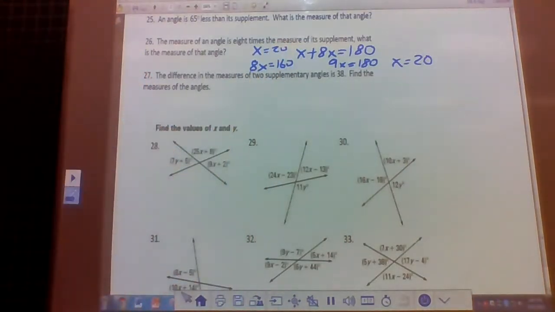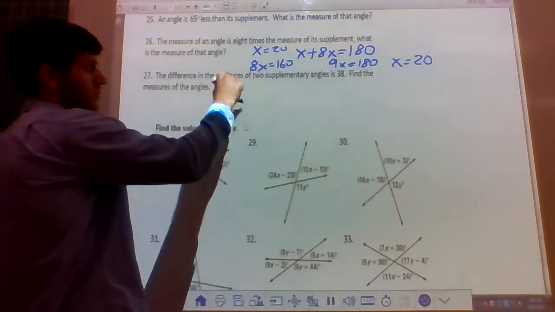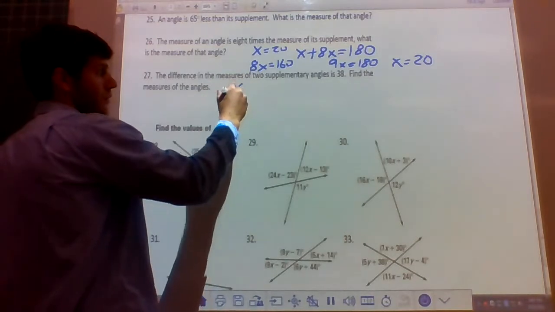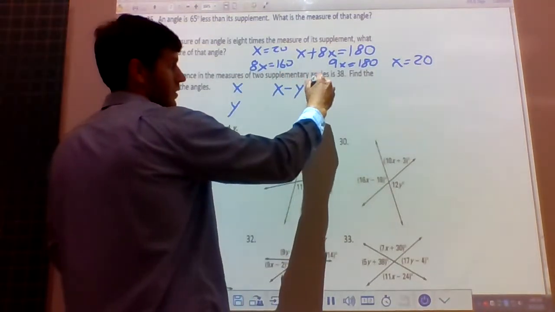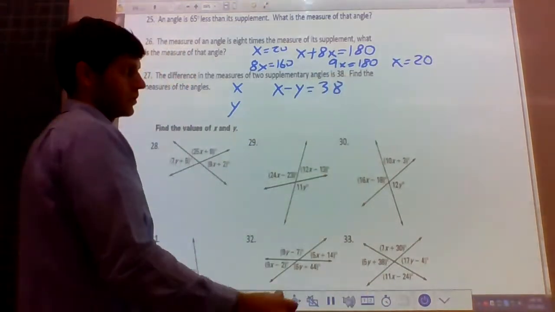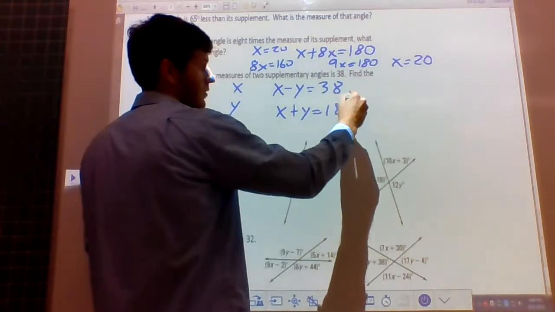The difference in the measure of two supplementary angles is 38. That's interesting. So this is a better problem. So the difference between the two is 38. So we'll say one is x, one is y. So x minus y is 38. We also know they're supplementary, so we know x plus y is 180.